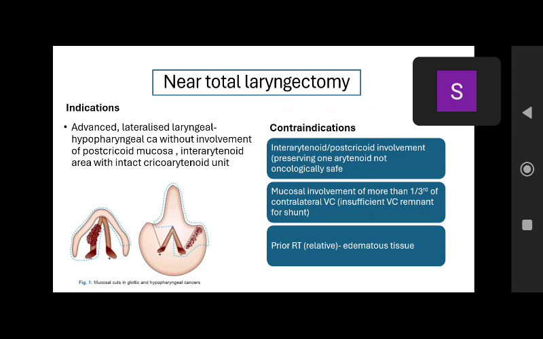So the indications for doing a near total laryngectomy will be those tumors which are well lateralized. So advanced lateralized tumors without involvement of any post-cricoid mucosa or interarytenoid area, and one cricoarytenoid unit should be preserved. In those cases only you can do it. If the tumor is involving the midline or interarytenoid region or post-cricoid region, or if the mucosal involvement is more than 1/3 of the contralateral vocal cord, the vocal cord remnant becomes insufficient for any shunt surgery. And if the patient has been given prior radiation, in which there will be edematous tissue, this is a relative contraindication to doing a near total laryngectomy.